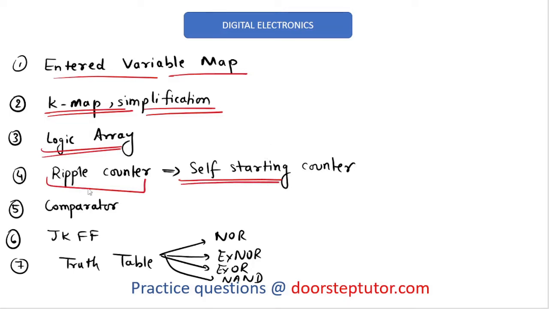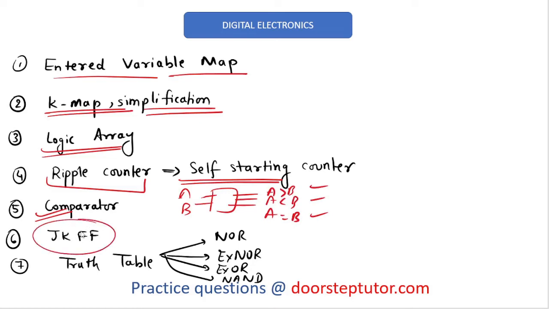There was a question related to comparator, like we know a comparator has two inputs A and B, and it has three outputs: A is greater than B, A is less than B, and A is equal to B. So we had to find out the expression for these given outputs.